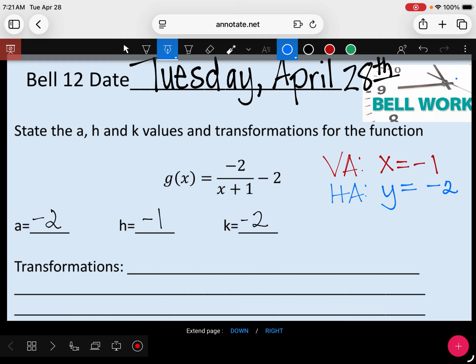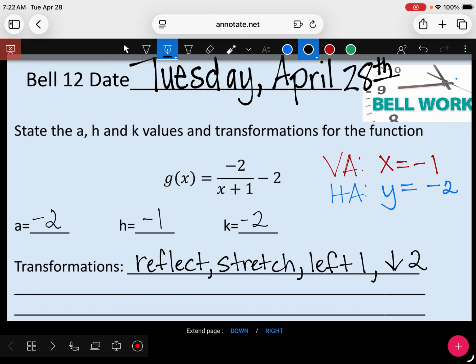All right, because a is -2, because it's negative, the graph is going to reflect. It's also going to stretch. Because h is -1, what is that going to make the graph do? That's what a does, yep. And what about h? Goes to the left one. And k being -2 is going to push it down 2.